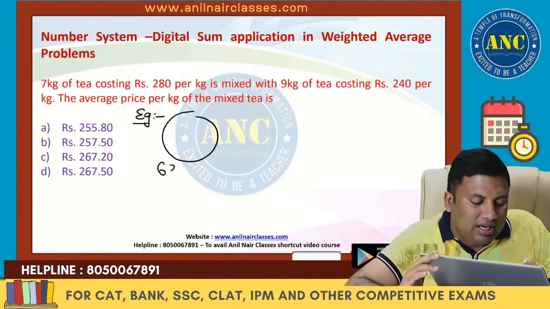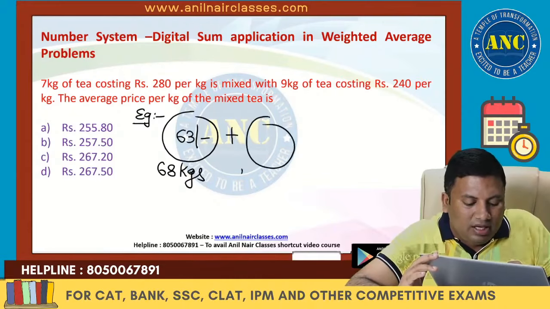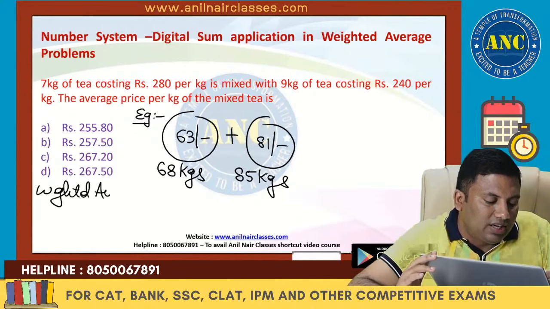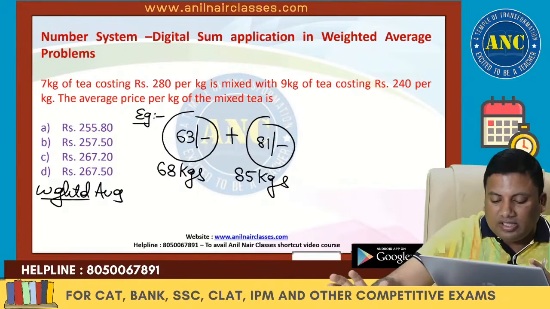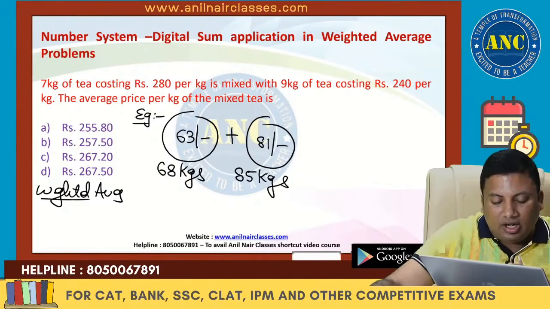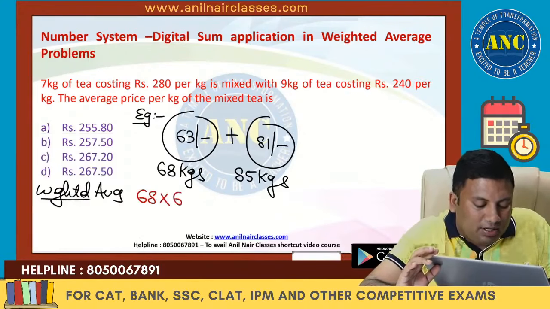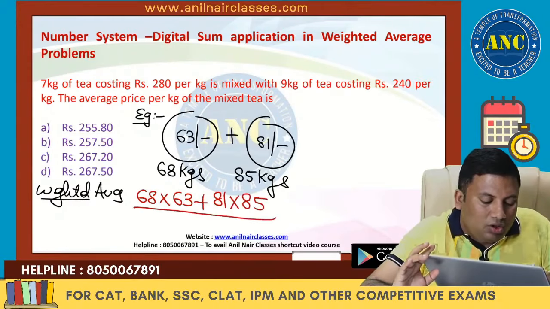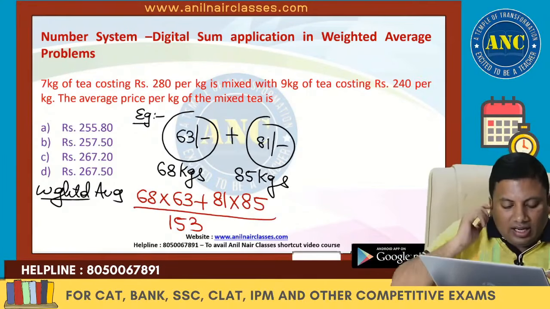Now see here. This is again an original question. 68 kgs of rice costing 63 rupees is combined with 85 kgs of rice costing 81 rupees. Find the weighted average. What students will do, because of ignorance, because of not knowing the concept, is 68 into 63 plus 81 into 85, total kgs is 68 plus 85, which is nothing but 153. They will unnecessarily solve this question.